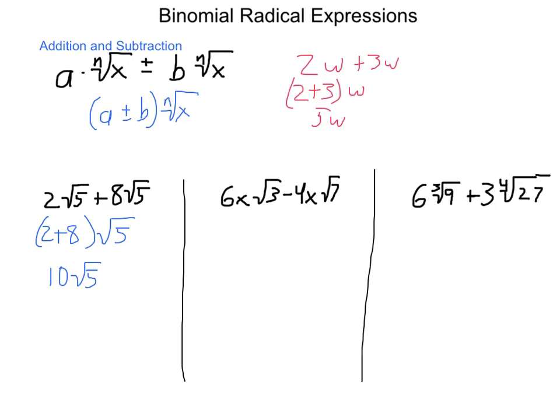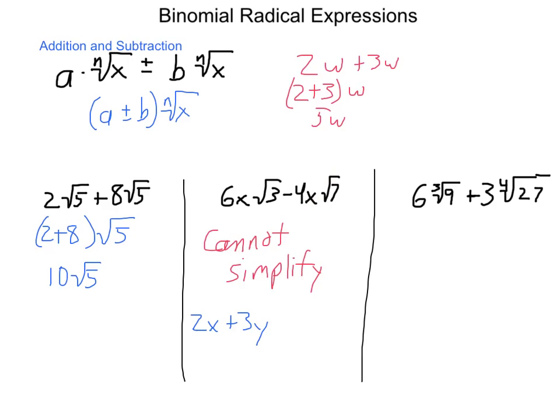Let's look at our next item. We have 6x square root of 3 and 4x square root of 7. Because one is a square root of 3 and the other is a square root of 7, we cannot simplify this. This would be like trying to take 2x plus 3y. Because our variables are not the same, they cannot be combined. Same idea, because our radicals are not the same, they cannot be combined.